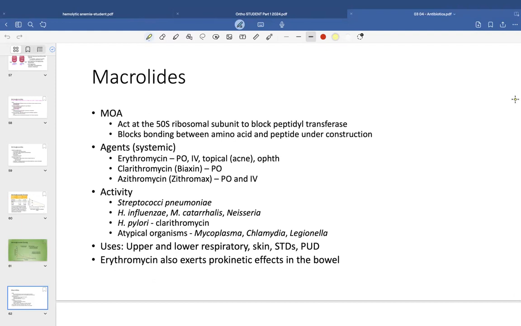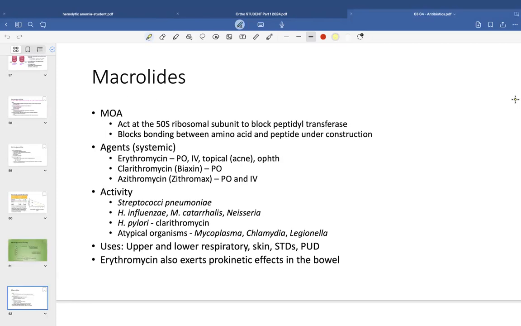Recall that erythromycin is part of our H. pylori regimens for peptic ulcer disease. And we will use clarithro and azithro a lot for respiratory infections. Your familiar Z-Paks for azithromycin, for example.